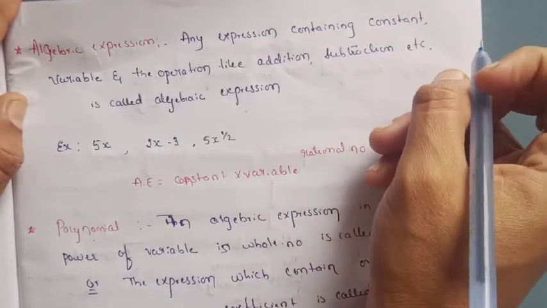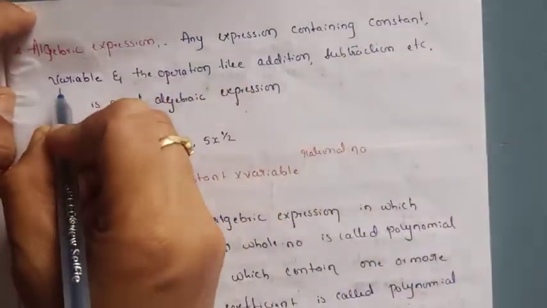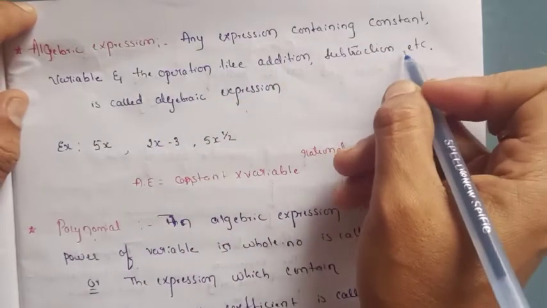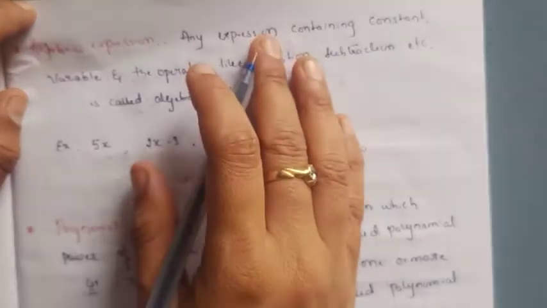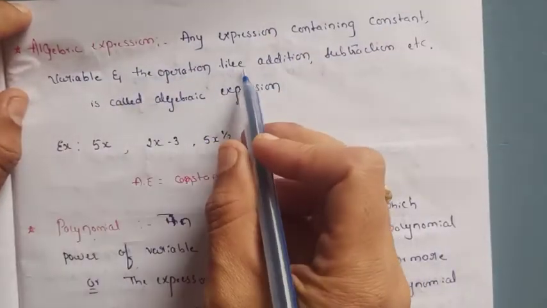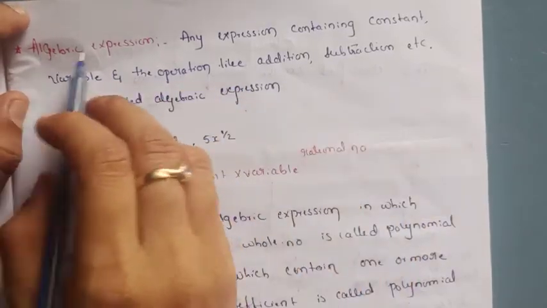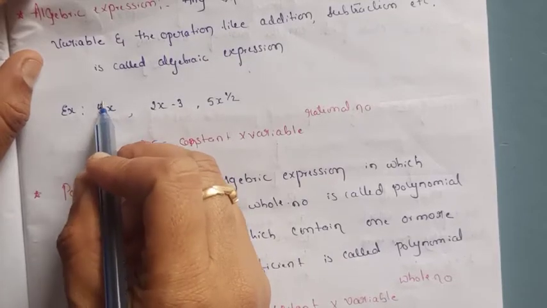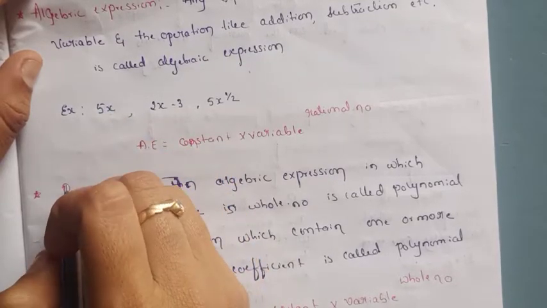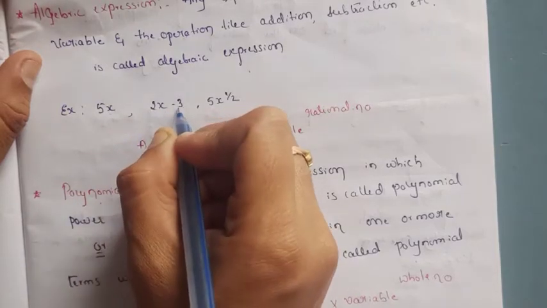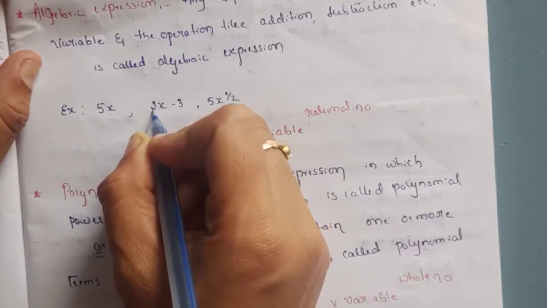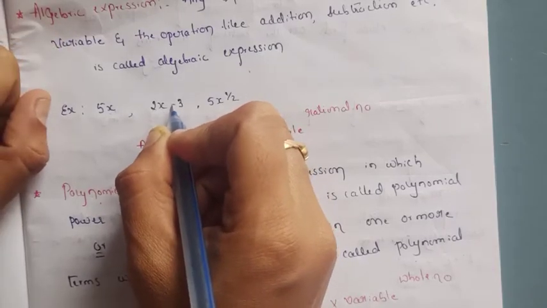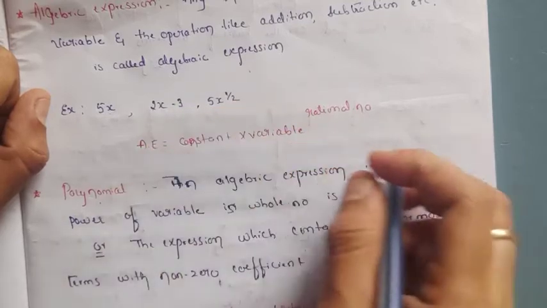Constant means any numbers, they are constant. Variable, any letters x, y, z, they are called variables. When the expression contains constant, variable, and operations like addition, subtraction, they are called algebraic expression. For example, 5x. 5 is a constant, x is a variable. Then 2x minus 3. See here, 2 is a constant and x is a variable. Next, minus is the subtraction sign, and 3 is a constant again.